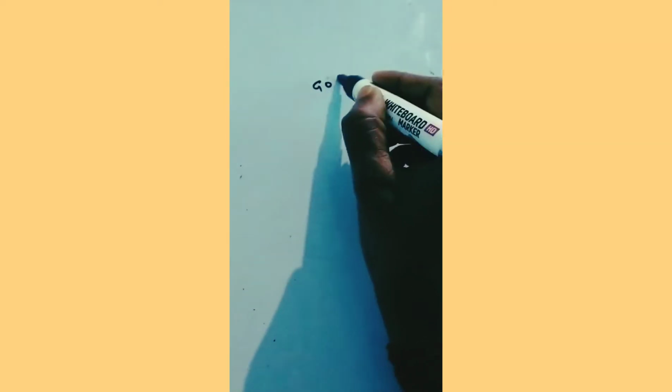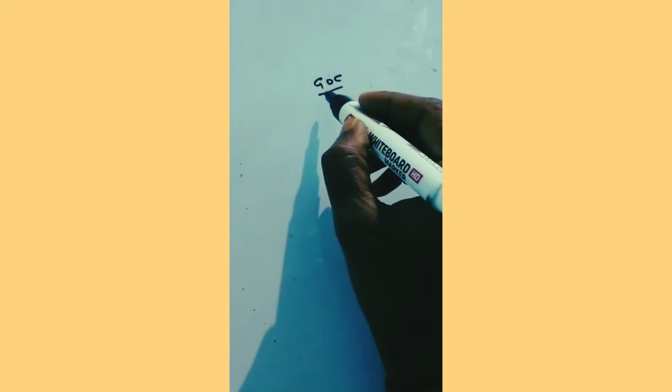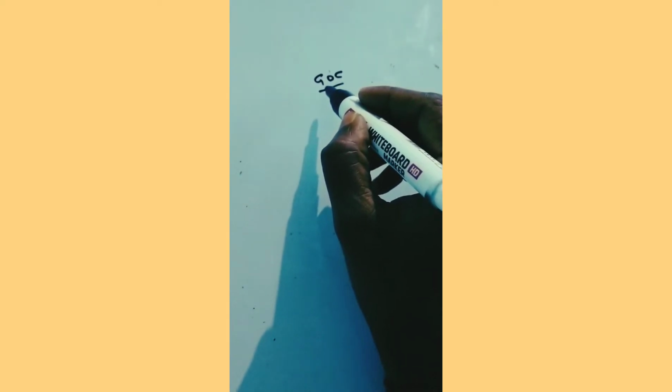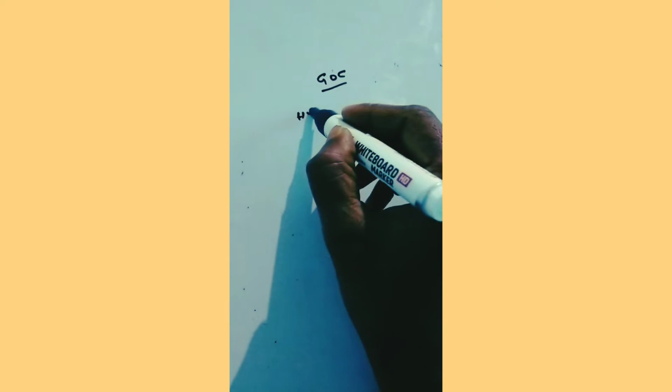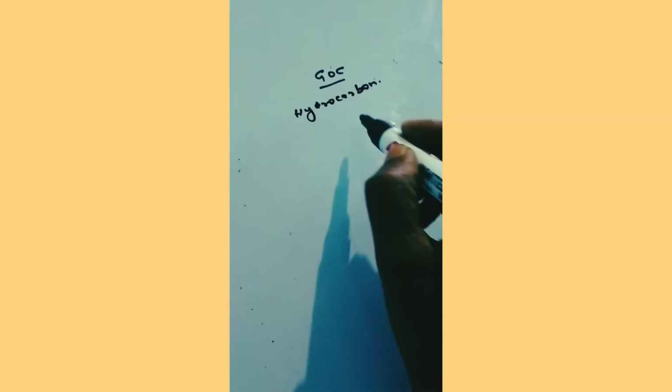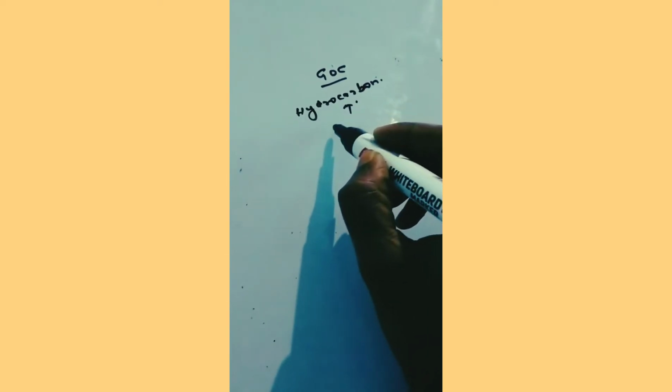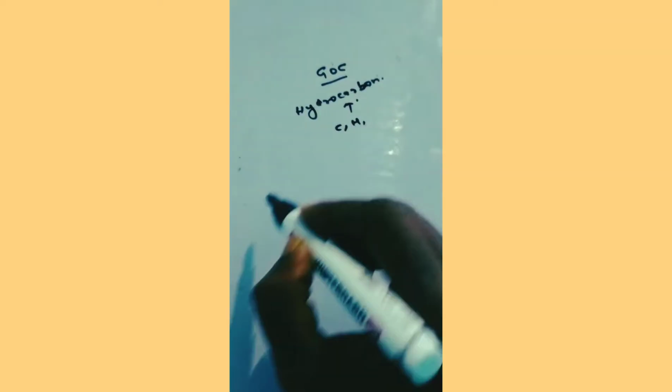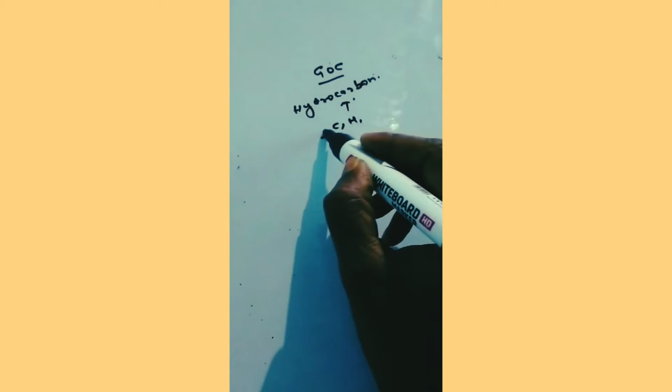So hello everyone, today we are going to discuss general organic chemistry. In the first lecture we will discuss the hydrocarbon. If you see the name hydrocarbon, it is made up of carbon and hydrogen. The main component in organic chemistry is carbon.